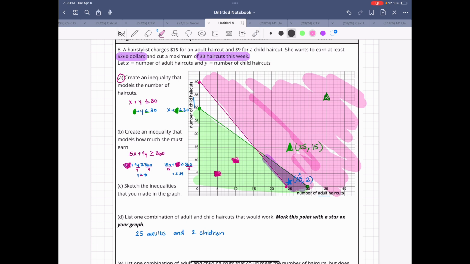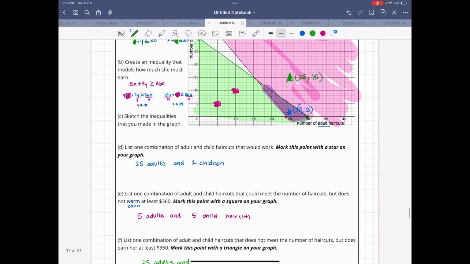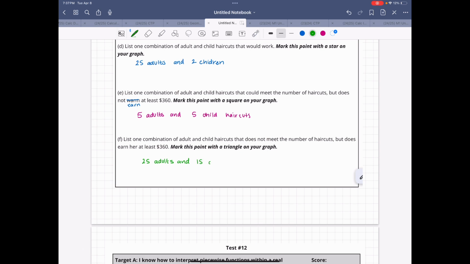That will definitely earn her over $360, but she's cutting too much hair. She can't cut, for example, in this problem or this point here, she can't cut 35 adults and 35 children haircuts. That would be 70 haircuts a week, and she only wants to do a maximum of 30. So I'm going to go ahead and put my original point, 25 adults, and what was the 25 and 15? 15 child haircuts. There you go.